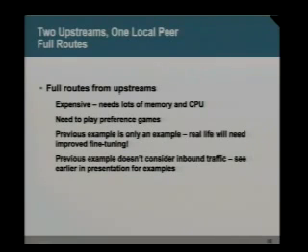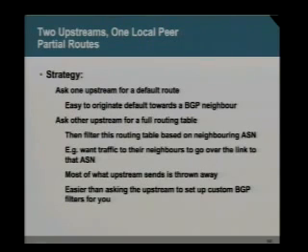It's only an example, but this is a fairly common example that I've actually seen. Doesn't consider inbound traffic, but we've done that sort of thing before. So the strategy, what you want to try and do is have a look at partial routes using this sort of strategy. We ask one upstream for a default route. The default route basically says, I know how to get to the whole internet. So the default route is being used to replace 200,000 prefixes.